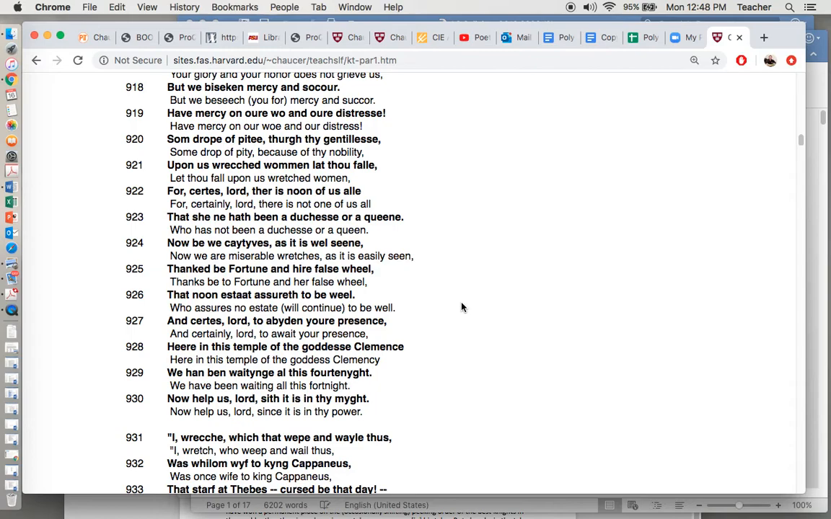On certes, Lord, to abide in your presence, here in this temple of the goddess Clemens, or Presenza Clemenza, if we want to hit that terminal E a little harder there. We had been waiting all this for tonight. Now help us, Lord, sit it is in me micta.